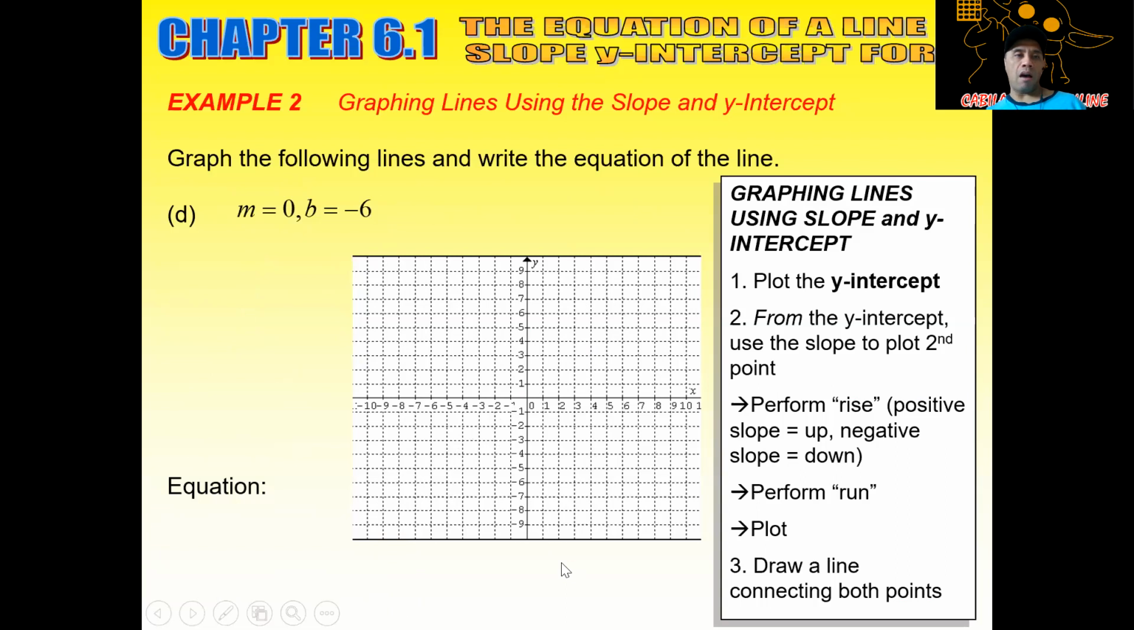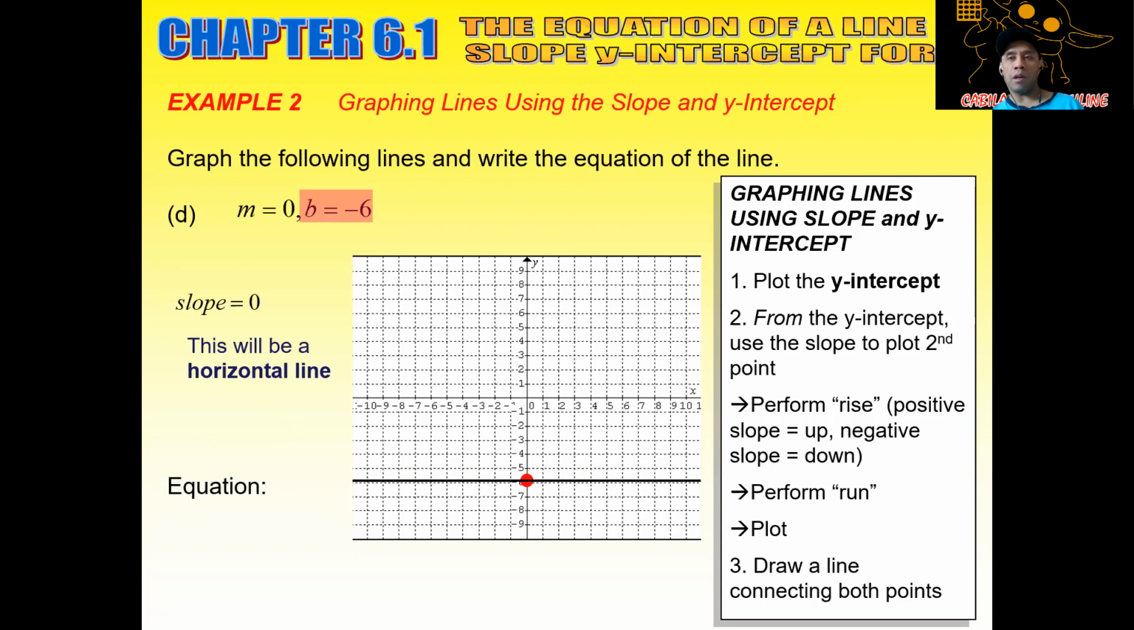So for this one here, we have a slope of 0 and a y-intercept of negative 6. So let's start off by plotting the y-intercept first of negative 6. Now, before we talk about how to draw the second point, we have to discuss something about the slope here. So remember when we have a slope of 0, ask yourself, what type of line do we really have? Now, if you guessed horizontal, or a line that's going straight from left to right, then you're absolutely right. So since we've determined that the slope of 0 will give us a horizontal line, we don't need another point. All we need to do with the y-intercept is to draw a straight line through it like this. And that's pretty much it.